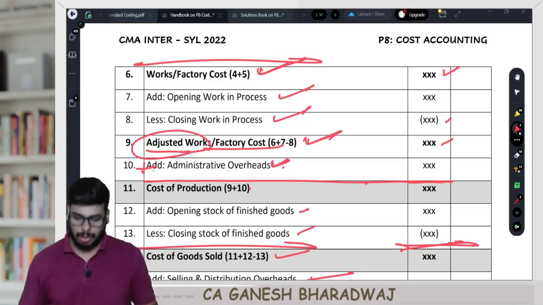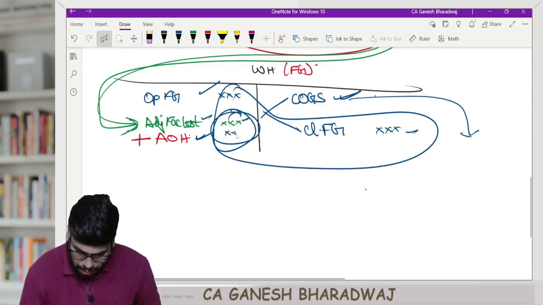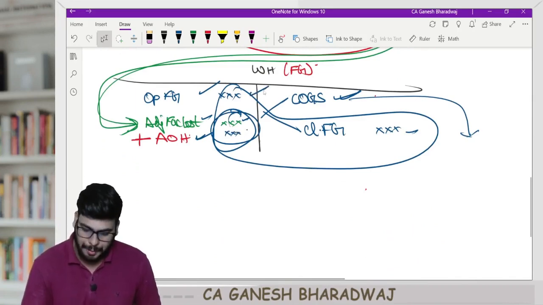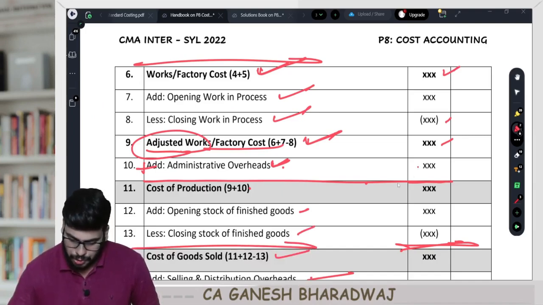You will get the current year cost of production, right? Now you are entering into the warehouse area, right? This figure also gets added here. Now to this, add your opening FG less your closing FG. You will get your cost of goods sold. Are you clear with this?